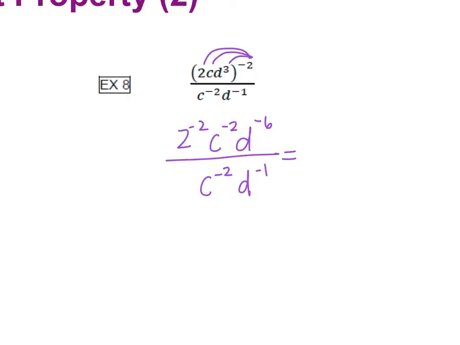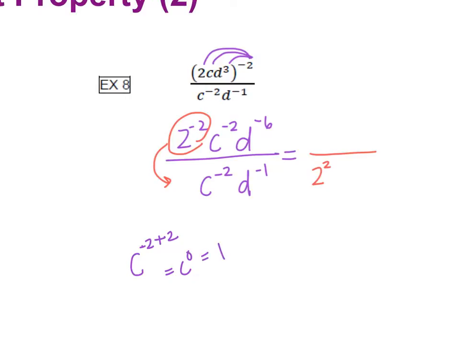Alright, so this 2 to the -2, negative exponent, let's go ahead and bring that to the bottom. That becomes 2 to the +2 power. Now we have c to the -2 over c to the -2. So the property tells us to go ahead and subtract. -2 minus a -2 becomes +2. And -2 plus 2 is 0, and anything raised to the 0 power is 1.